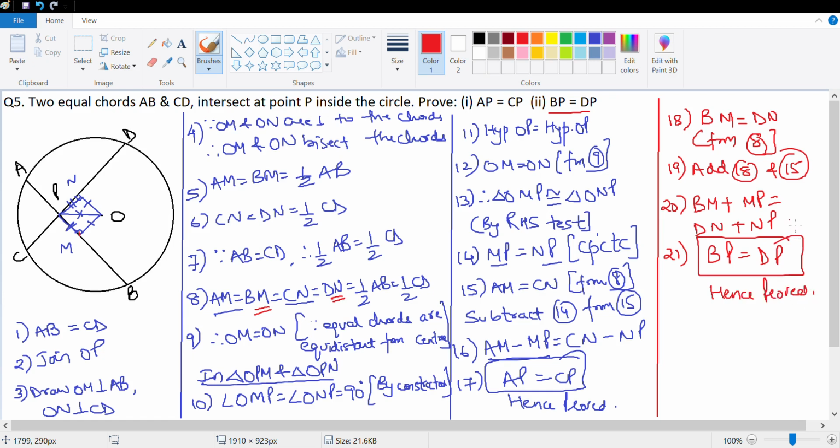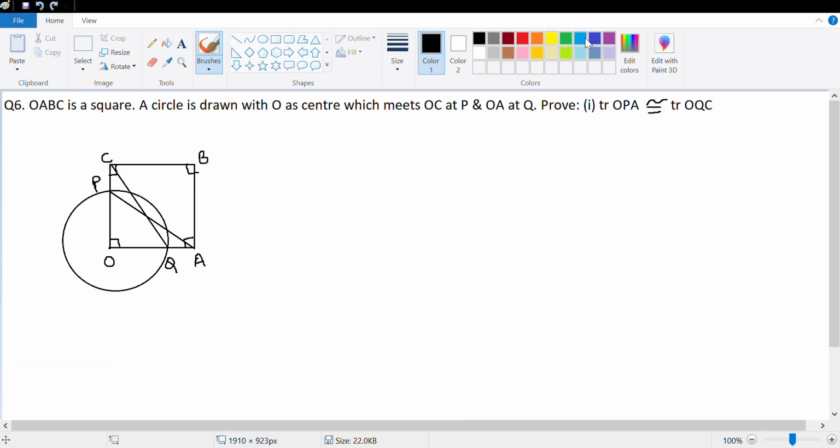Done. Let's look at the next question. The next question that we do is question number 6, part 1. Let's read the question. It says OABC is a square. A circle is drawn with O as the center, which means OC at P and OA at Q. We need to prove that these two triangles are congruent.